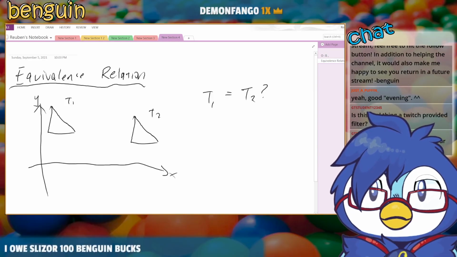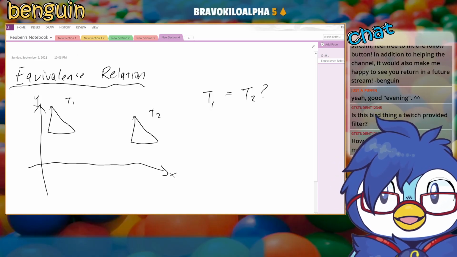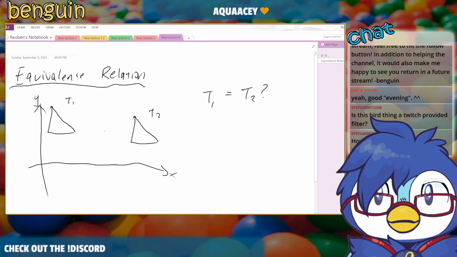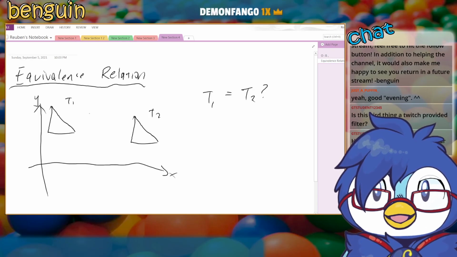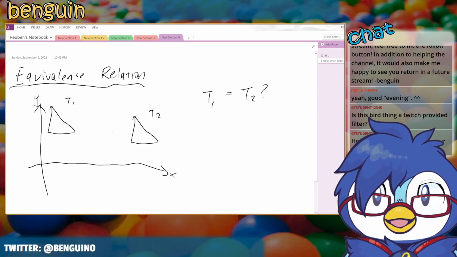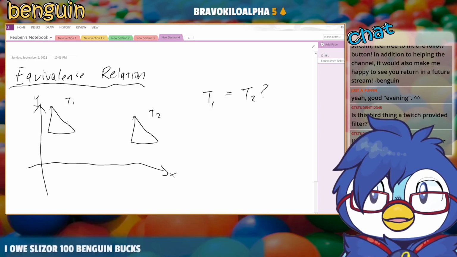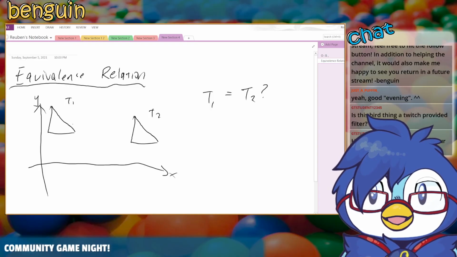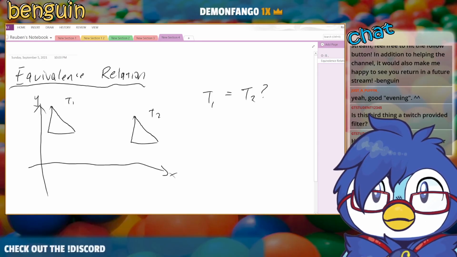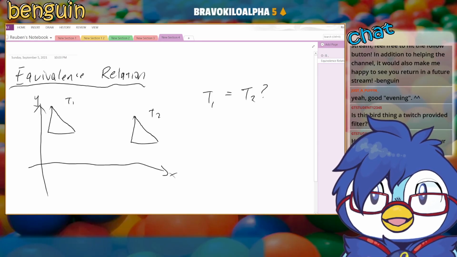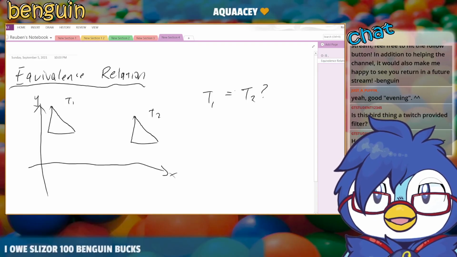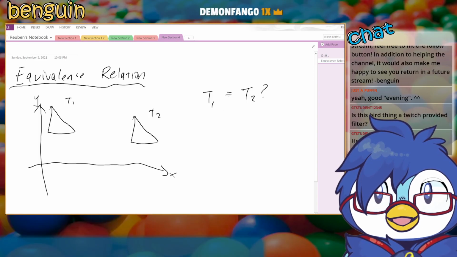Now you might be tempted to say, oh, maybe they're not the same triangle, because they're in two different positions in space. But in a sense, they're the same. Even though they're not equal in the sense of being in the exact same position, they're equivalent in the sense that you can go from one to the other by simply translating the triangle. So even if they're technically not equal, we can see that they are.